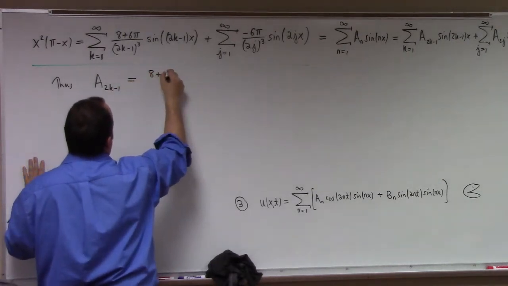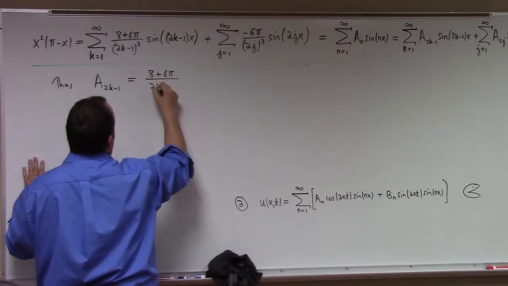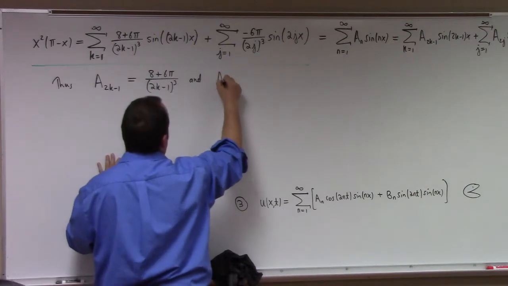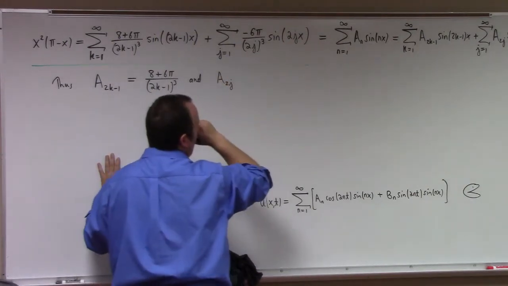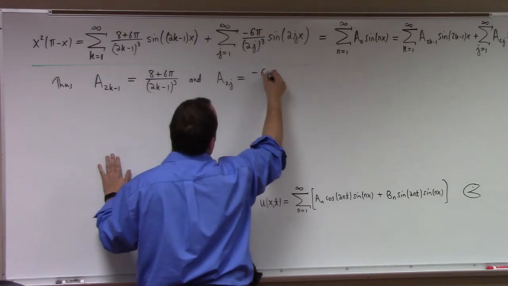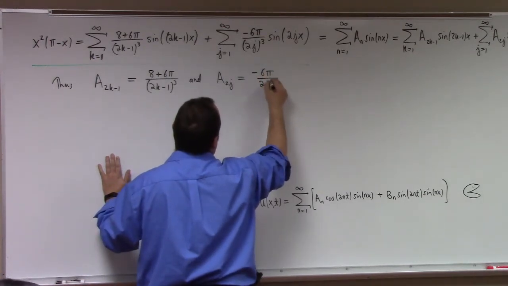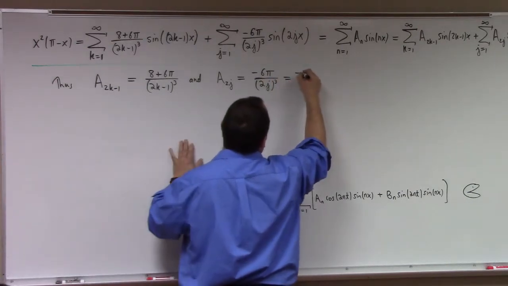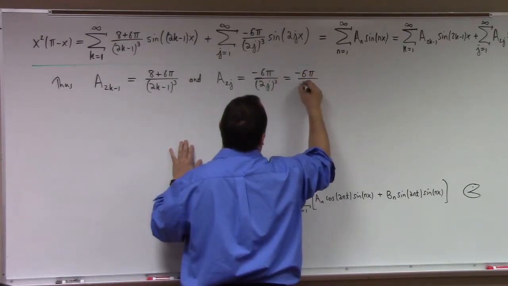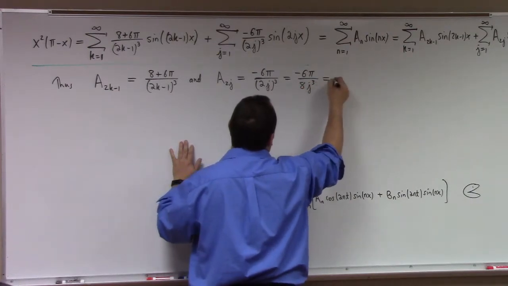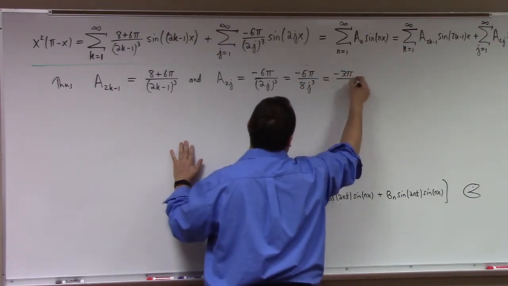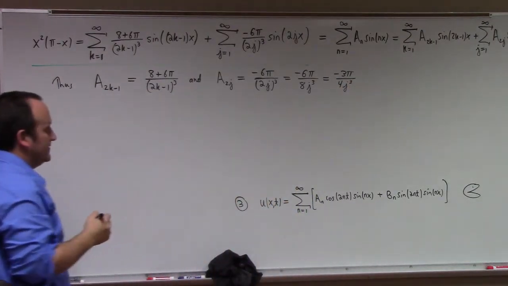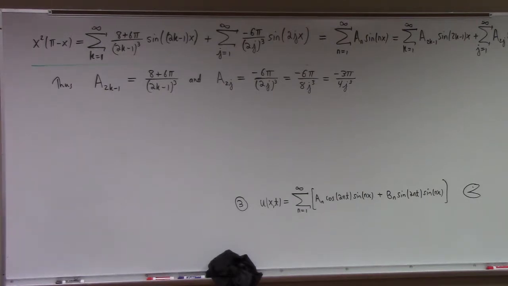Apparently 8 plus 6 pi over 2k minus 1 cubed, yeah? And how about my a sub 2j, my even a's? I got minus 6 pi over 2j cubed, right? Which, of course, we could be civilized human beings and rewrite as minus 6 pi over 8j cubed, otherwise known as minus 3 pi over 4j cubed, yeah? Probably should make that simplification so people don't laugh at us. Or maybe just because it's the right thing to do, right?